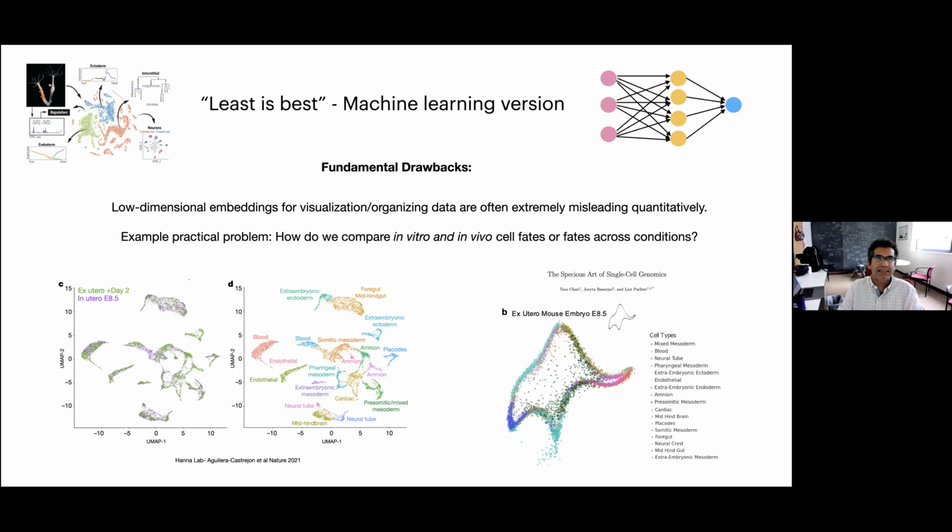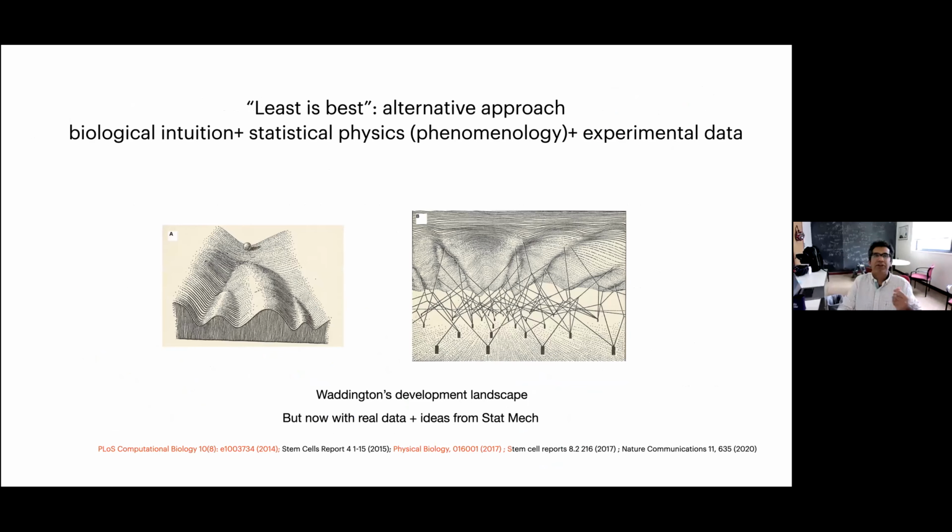And that points to an alternative approach, which I think is grounded much more in statistical physics and that I feel much more comfortable with. The idea is that we should start with biological intuition, because biologists have a language that they use to talk about data, and combine that with ideas from statistical physics and, importantly, experimental data in order to create a new language or framework for thinking about things like cell type or cell fate.